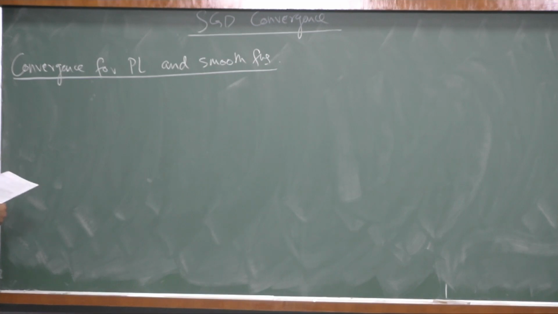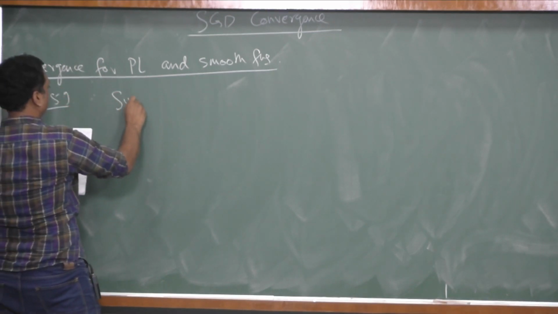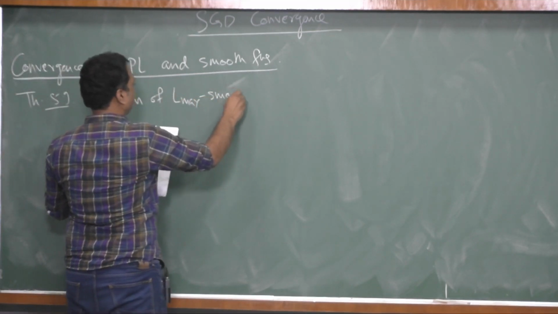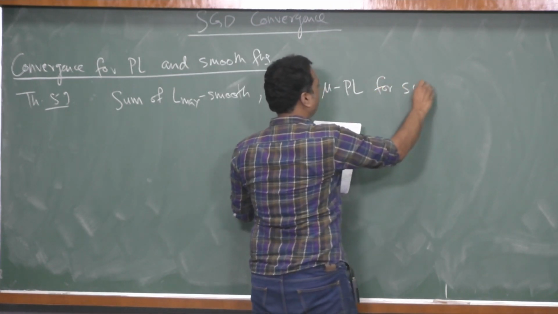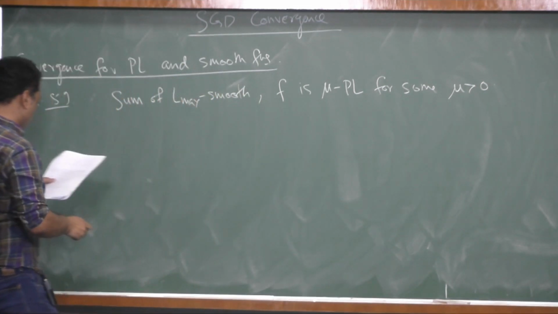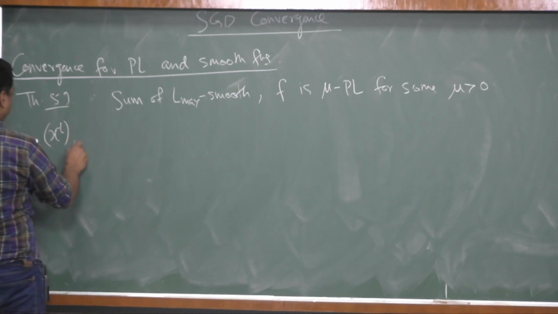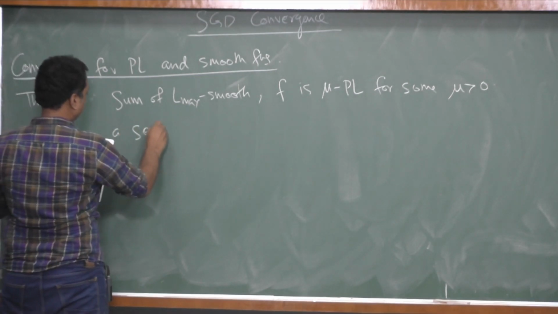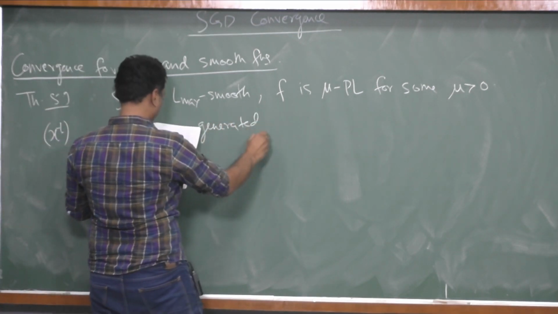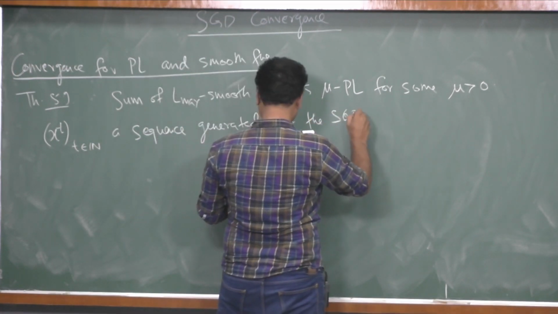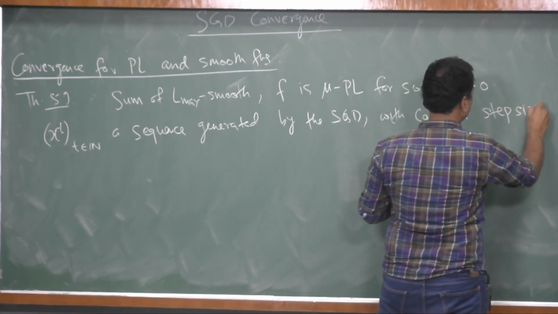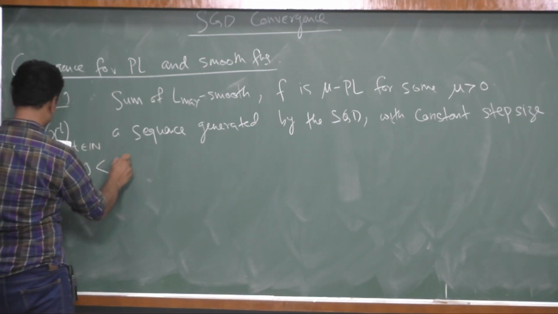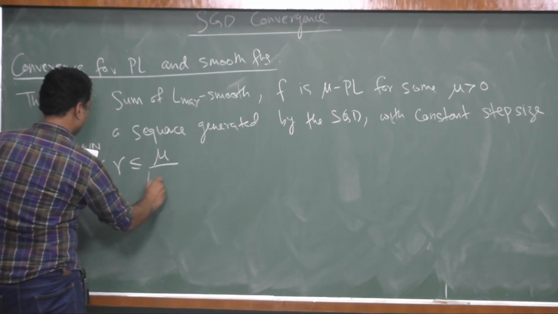Okay, so in this 5.9, we assume sum of L-max smooth, and F is mu PL for some mu greater than 0, and we consider the iterates xt, and these are generated by the SGD with constant step size, which is 0 less than gamma less than equal to mu by LF L max.